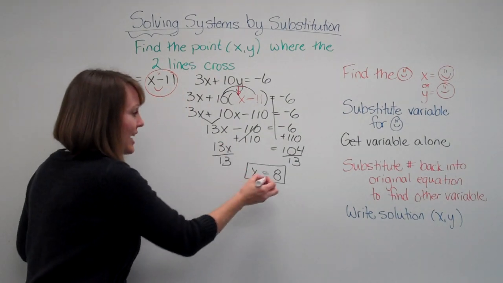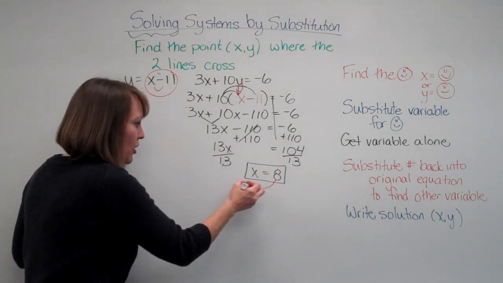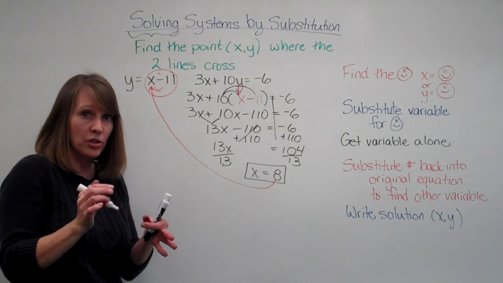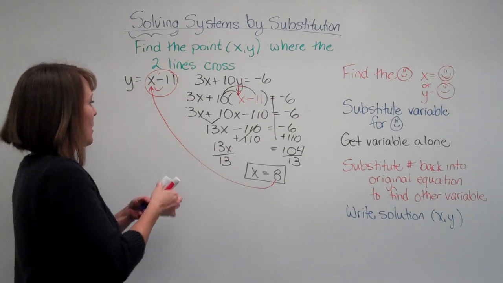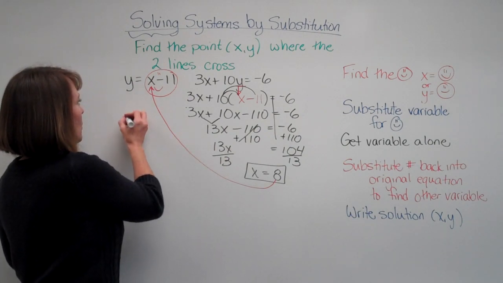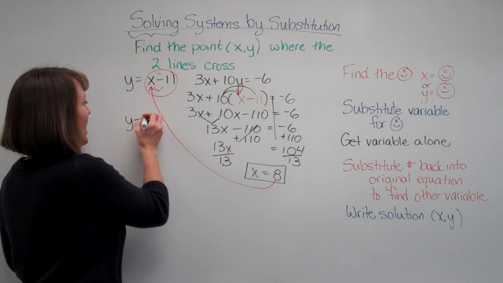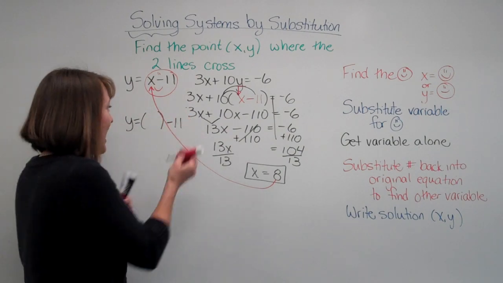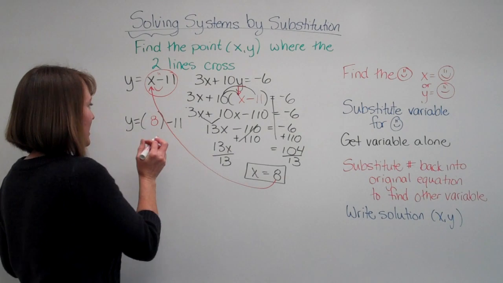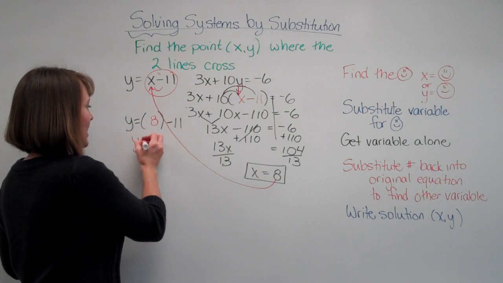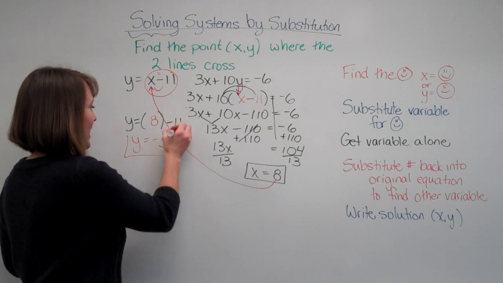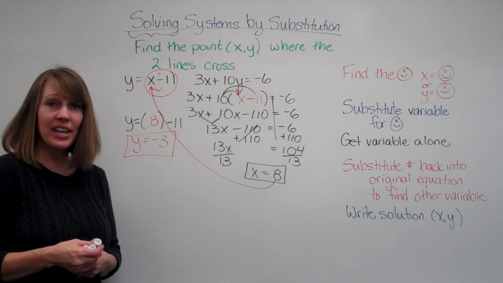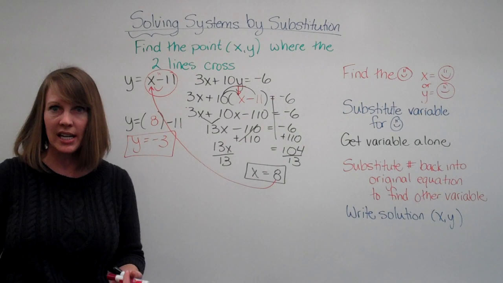Okay? I'm going to take this 8 and I'm going to go back to the original problem and I'm going to put it in there where x is, because x is equal to 8. So I'm going to say, all right, y is equal to x minus 11. We just said that x was now 8. All right. 8 minus 11 is negative 3, so y is negative 3. At this point, I have found the answer. I just haven't told anyone what it is.